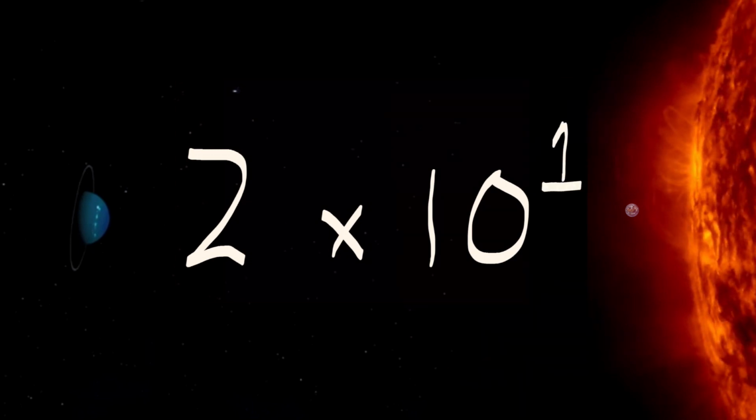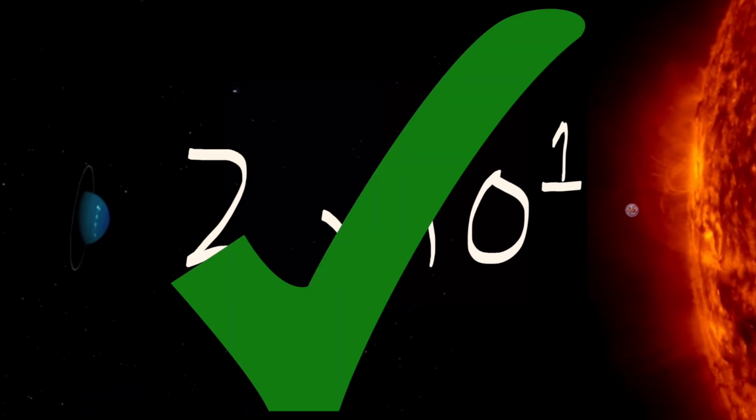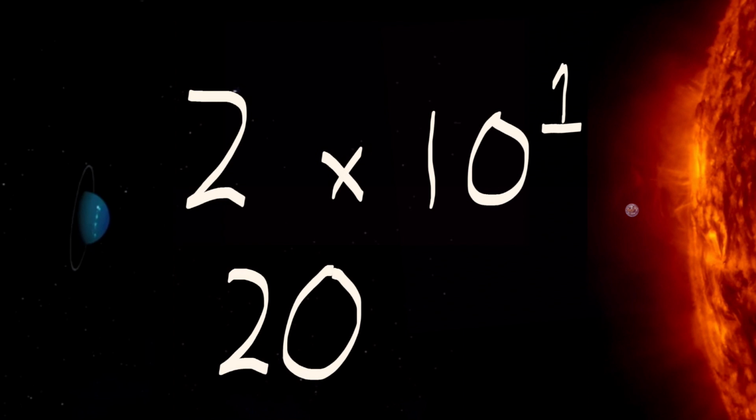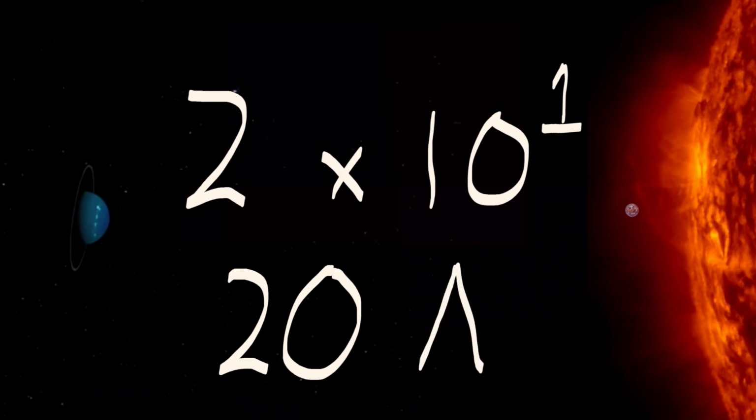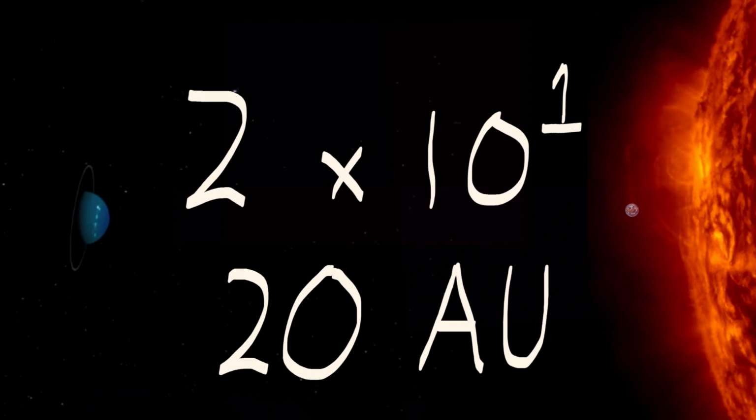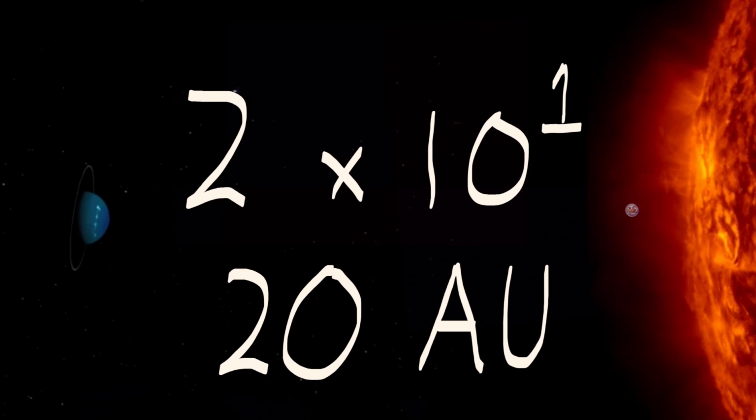2 times 10 to the 1st is our answer, which is the scientific way of saying 20. That means that the planet Uranus is approximately 20 astronomical units away from the Sun, which means it's about 20 times further from the Sun than Earth is.